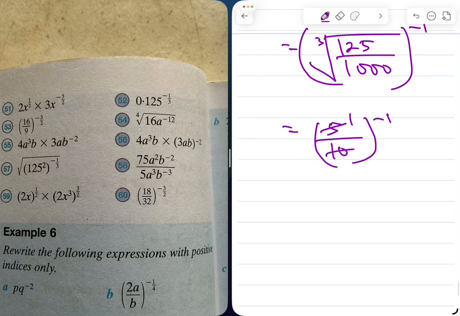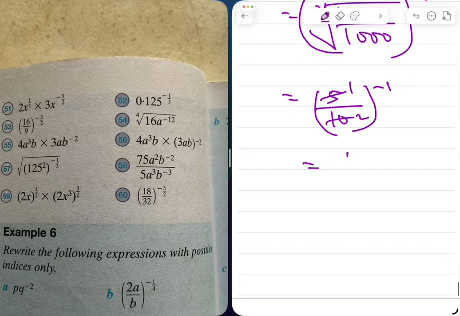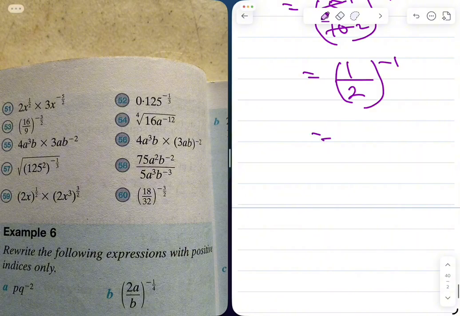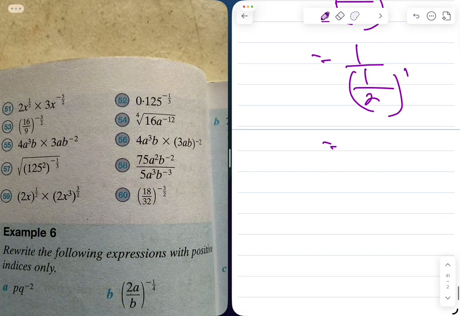This is the same as 1 over 2. So that means 1 over 2 raised to the power minus 1, which is equal to 1 divided by 1 over 2 raised to the power 1. Or maybe I should write it the way we've been writing it. You can write it this way. That's 1 over 2 raised to the power 1. And that's the same as 1 divided by 1 over 2.